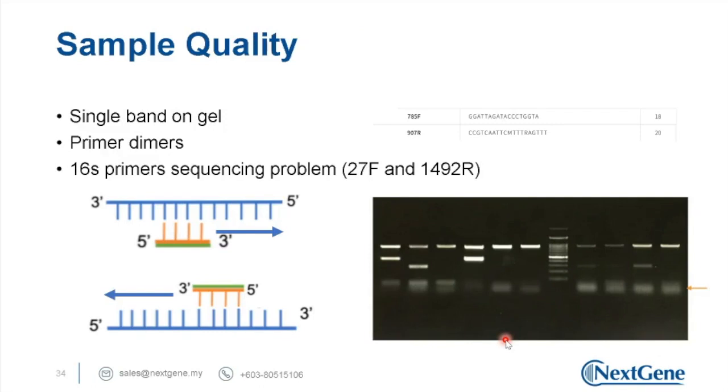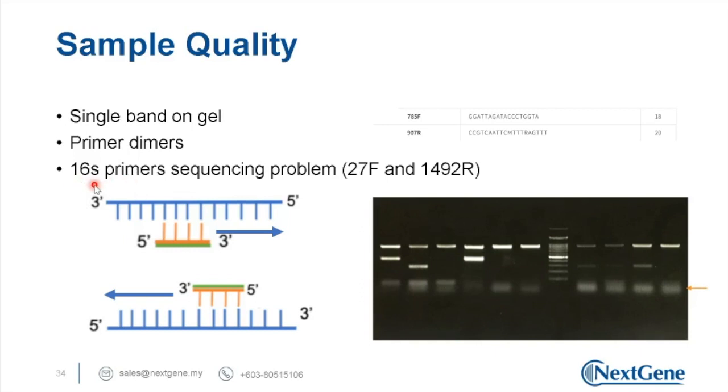Okay. So the next thing is we are trying to have a single band. If we have multiple bands, then the signals of both bands will be overlapping and shown in the sequencing result. So for multiple bands, we need to do gel extraction. And sometimes if the primer dimer is too much, it might cause problems as well.